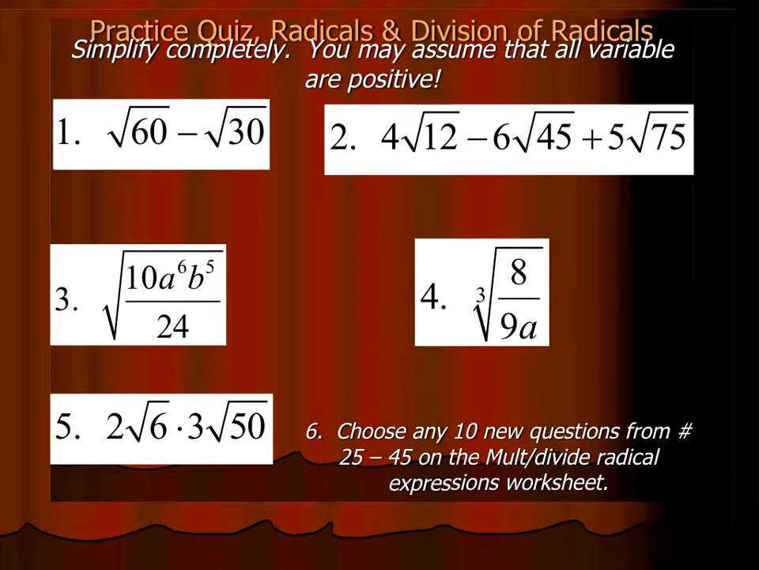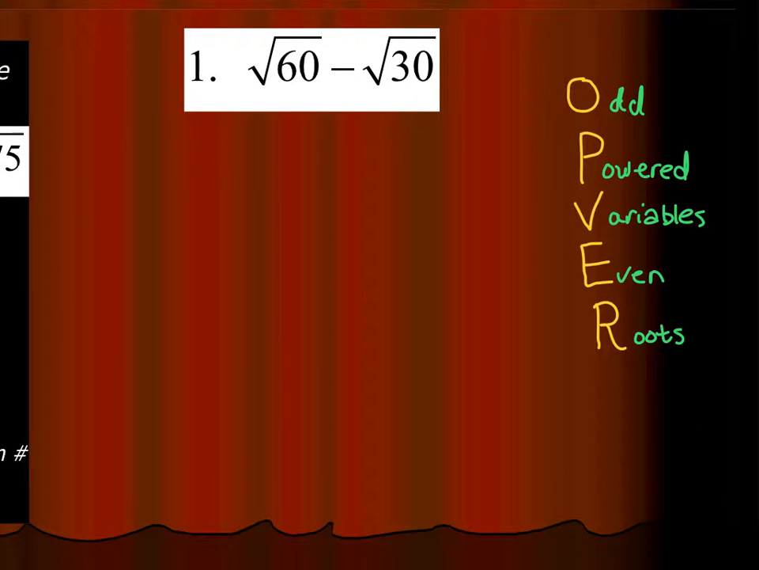Here is our practice quiz for radicals, simplifying and dividing radicals. We always want to consider our OPVER, odd-powered variables from even roots. We don't have any variables here, so we don't have to worry about this time. But let's begin by breaking down the square root of 60 and the square root of 30.